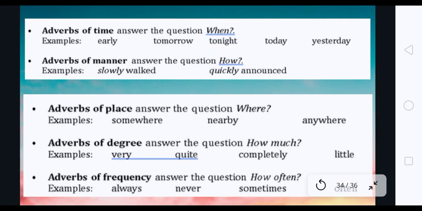We have adverbs of time, answer the question when, adverbs of manner, answer the question how, adverbs of place, answer the question where, adverbs of degree, answer the question how much, adverbs of frequency, answer the question how often.